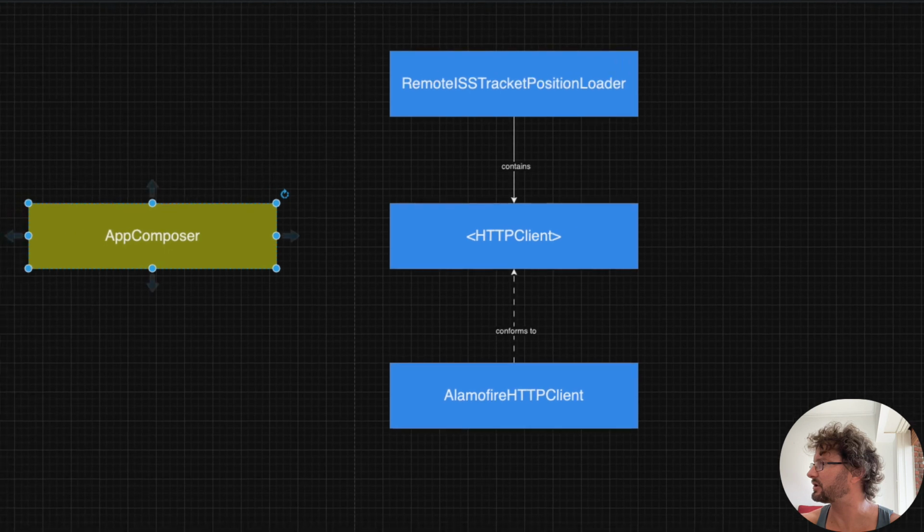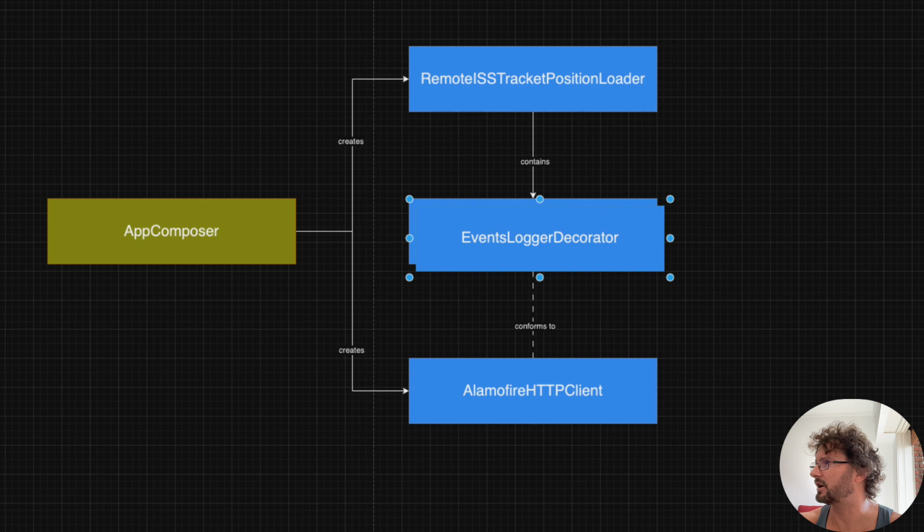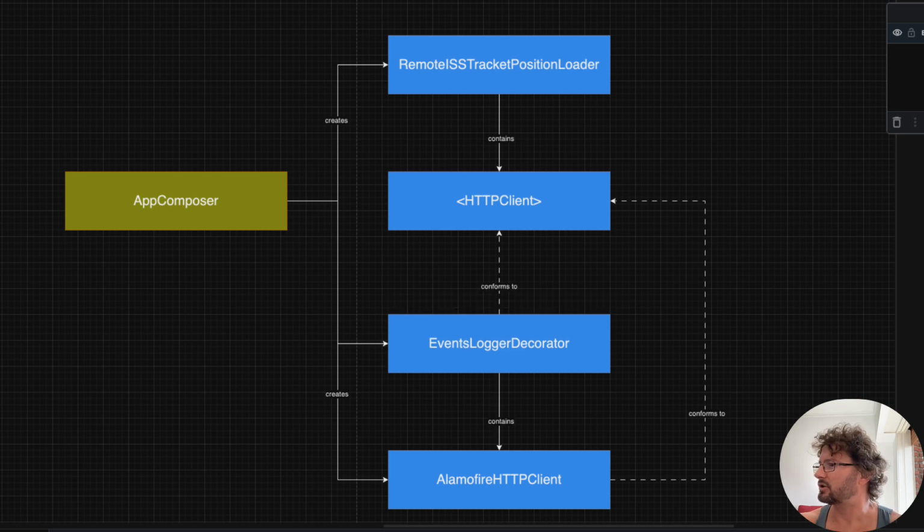So the app composer is the one that is in charge of instantiating, and we want to have a new class, EventsLoggerDecorator, which will go in between, will be the one that will hold the concrete Alamofire HTTP client class, and the remote ISSTracker position loader now will be injected with the EventsLoggerDecorator. The EventsLoggerDecorator will conform to the HTTP client abstraction, so the remote ISSTracker position loader will call events from the EventsLoggerDecorator, which will be in charge of logging, and will forward those calls to the Alamofire HTTP client class.